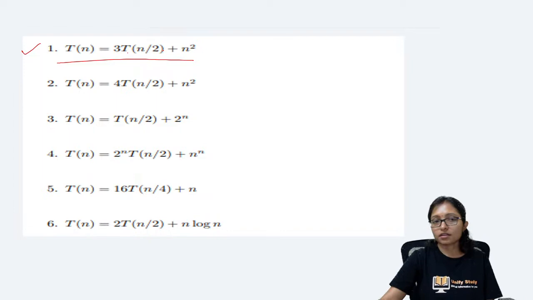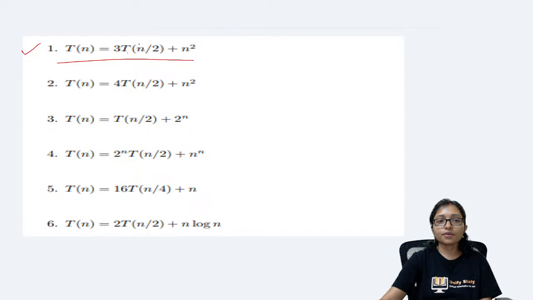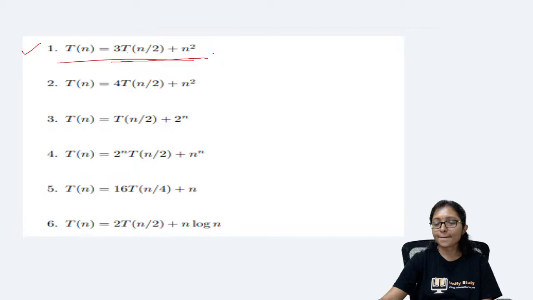That was what he was asking, Nila. You are asking this one. Do it. What will be the answer for this one? 3T(n/2) plus n square. How to do it? What will be the answer?